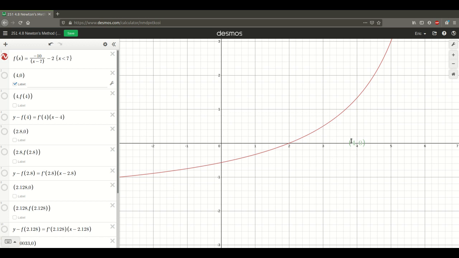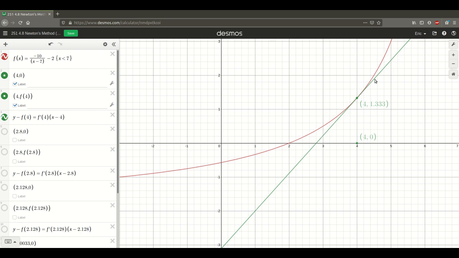So in this example, we're going to guess 4. So I guess that when x is equal to 4, this equation has a root. And so with x equal to 4, we want to find the point on the curve f of x where x is equal to 4. And we get this point, the point (4, 1.333). When we find the equation of the tangent line through that point, we get this green line.